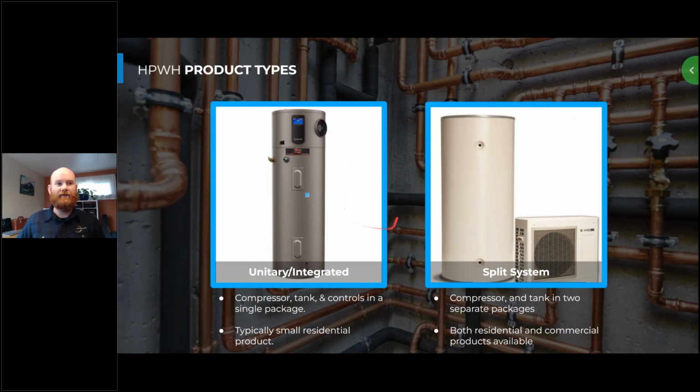We have the unitary or the integrated heat pump water heater. Everything in this regard is packaged. The compressor, the heat pump, the tank, the controls, they're all in a single package, comes from a manufacturer, delivered on site, and can be installed. These are more typically available in residential product sizes. So usually that means less than 1 ton of heat capacity or 12,000 BTUs per hour.